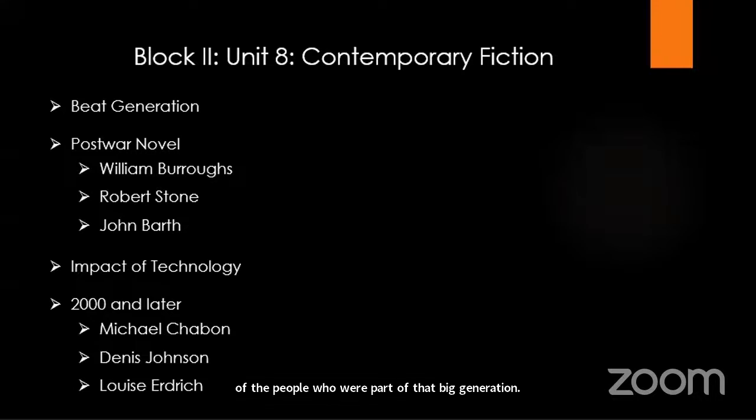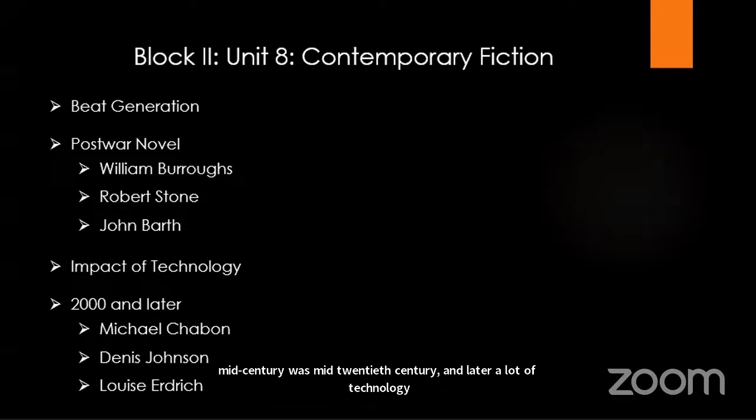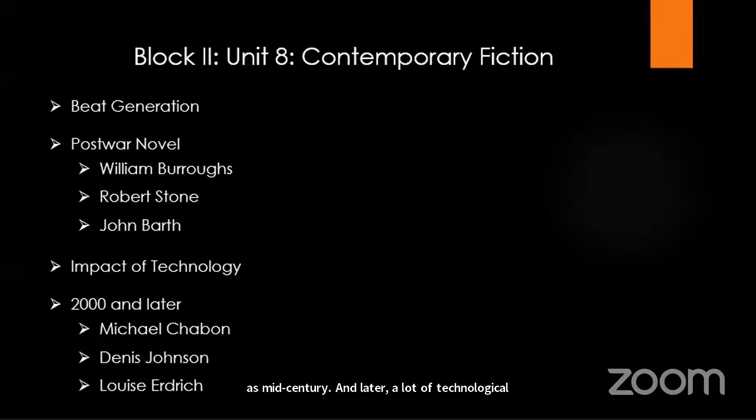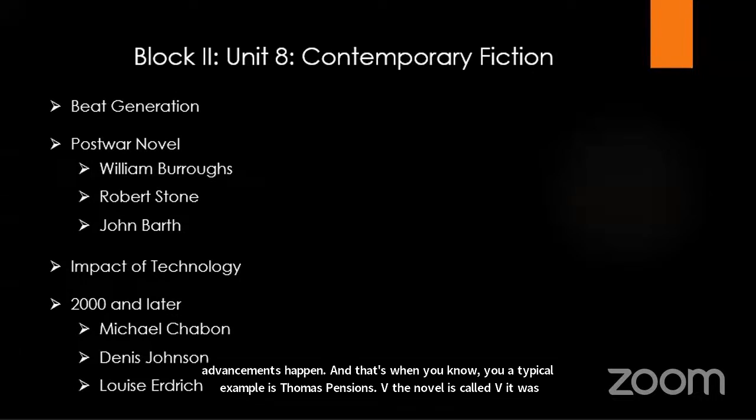Okay, very quickly, mid-20th century and later, it was a time for technological advancements, right? A lot of technological advancements happened, and this obviously reflected in literature also. A typical example is Thomas Pynchon's V. The novel is called V. It was published in the 1960s. Then there were some published in the 1970s. Gravity's Rainbow comes to mind.